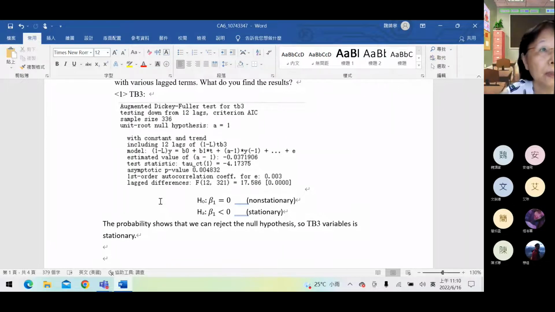Then you'll see why I asked the third question, which is to test for co-integration. Okay? Yes. All right. Okay, go on.